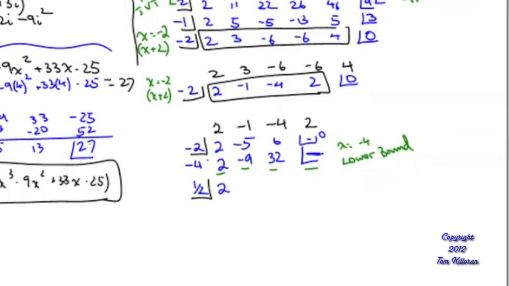So, half of 2 is 1. 1 minus 1 is 0. Half of 0 is 0. 0 minus 4 is -4. Half of -4 is -2. -2 plus 2 is 0. Woohoo! So we have all our answers. Well, almost. I have almost all our answers.